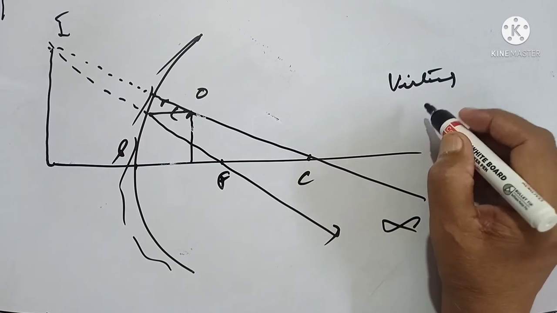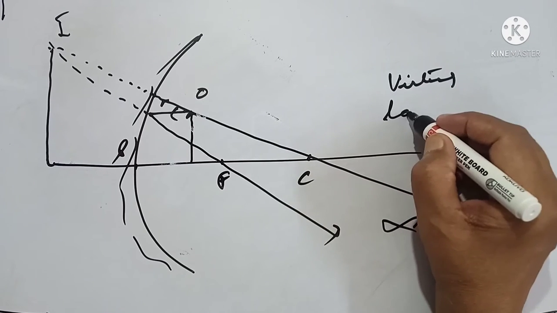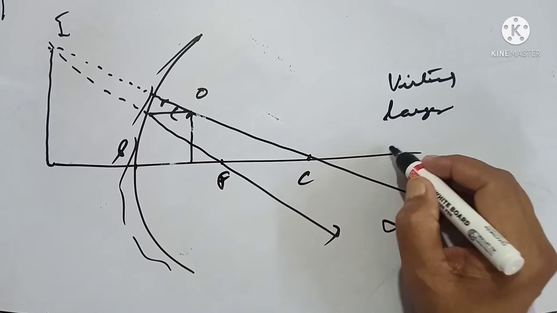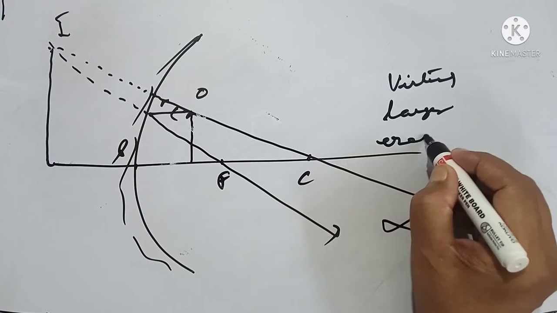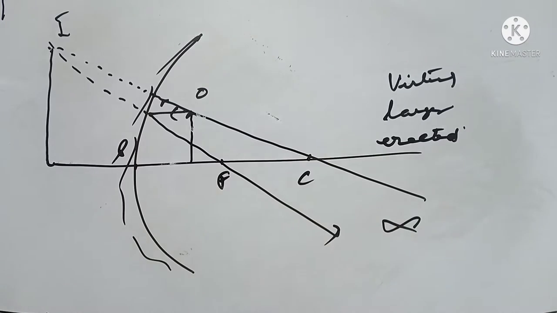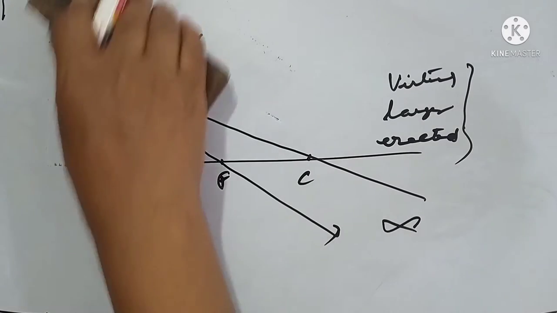Virtual, larger, erect. So this is a special case where, whenever the image formed is behind the reflecting surface, we call it a virtual image. So this is the last one for the convex mirror.